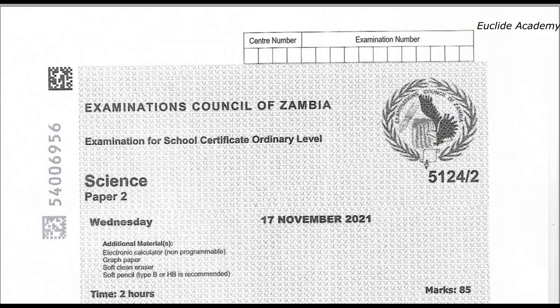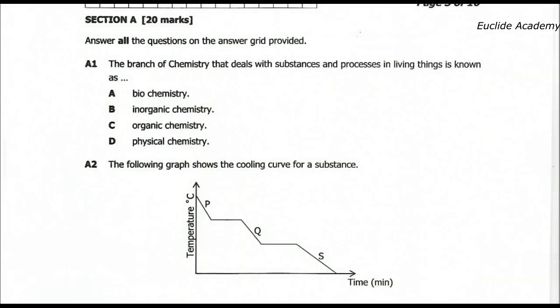In this paper, you have well over 2 hours allocated to solving it, and you've got 85 marks in total. You've got 3 sections, section A, B, and C, and we're going to start with section C. So without wasting much time, let's get into it.